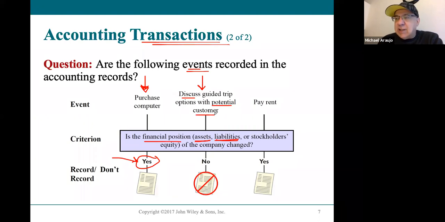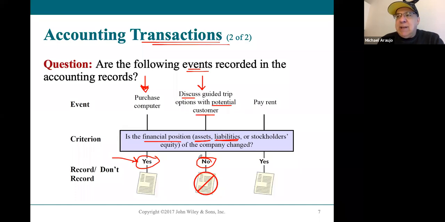Talking to clients is not. So only when things change. So that's why this says no. This is not a transaction. This does not require the company to do any accounting because the economic or the financial condition of the company has not changed from talking to customers. But things might be totally different.